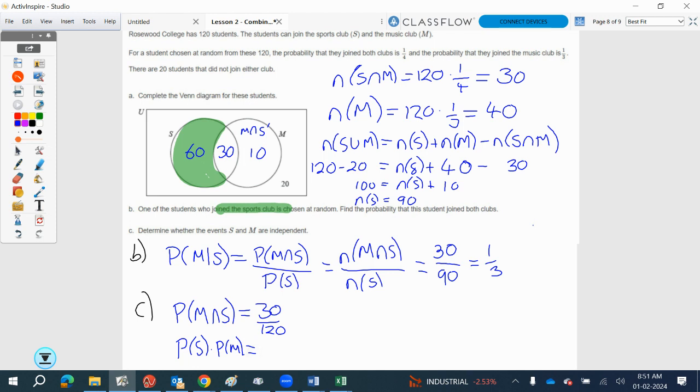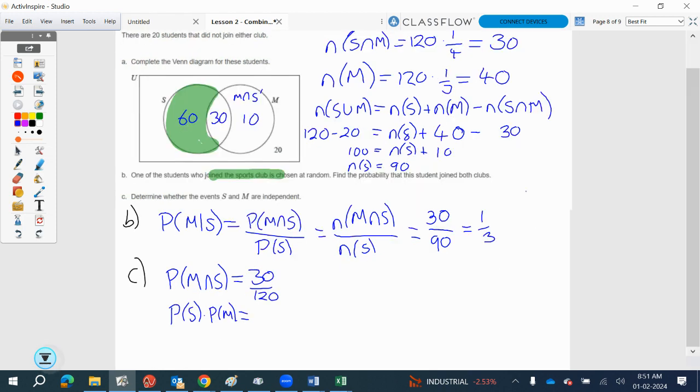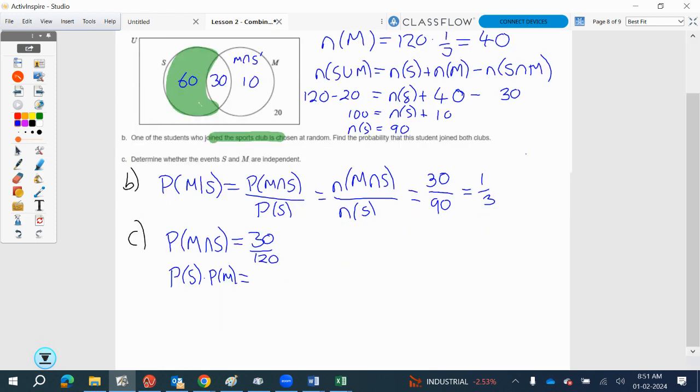So what's the probability of S? 60 over. No, don't get caught out by thinking that that is S. It's a very, very common mistake. We need 90 over 120 times 40 over 120. Put these two into your calculator and get decimals.